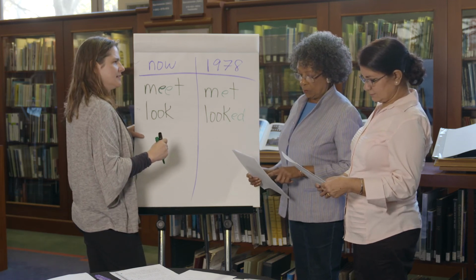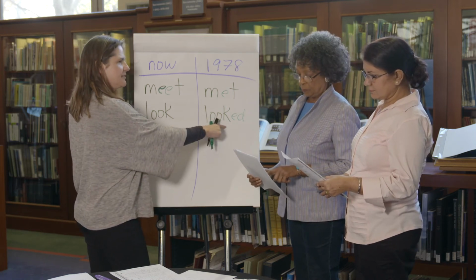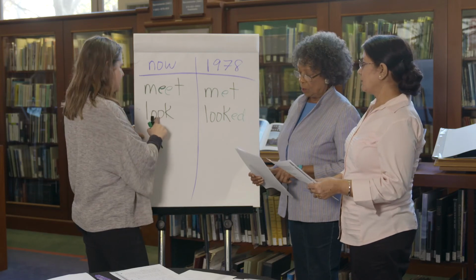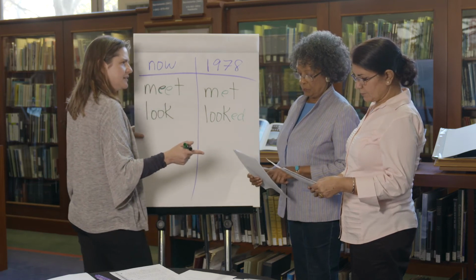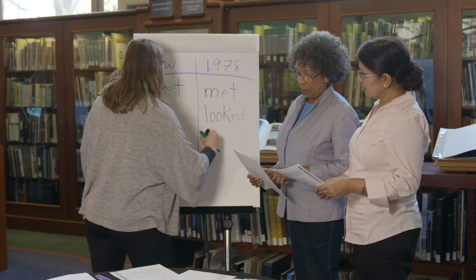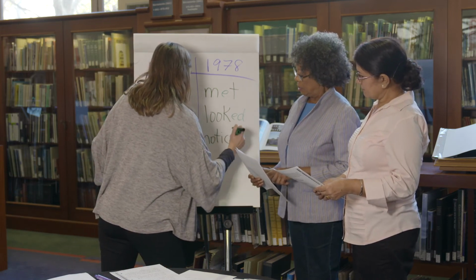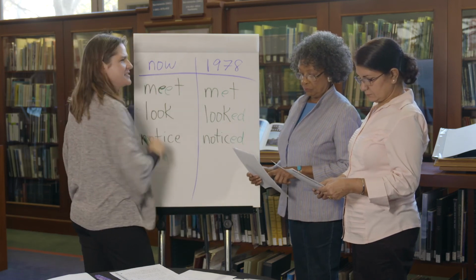The next one is, again, when I look in the rear view mirror. Okay, and it should be looked. Are there any other present past tense errors? In the second paragraph, the first sentence, he says, when I look in the rearview mirror, I notice that she look good. So here's look, and here, looked. And did you say notice? And what should that be? Noticed. And how do you spell it? N-O-T-I-C-E-D. Are there any other present, past, now, 1978 kind of errors?